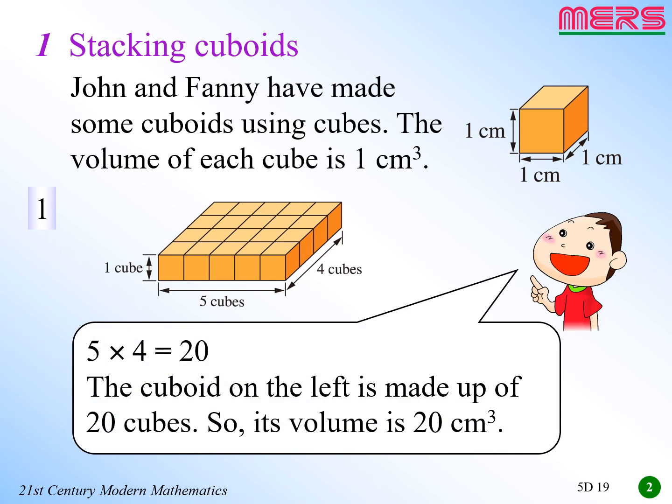By calculation, you can multiply the base, that is 5 times 4, the 2D surface area of the rectangle. And then you have to multiply the height as well, that is 1 centimeter. The volume of this 3D cuboid would therefore be 5 times 4 times 1 equals 20 cubic centimeters.